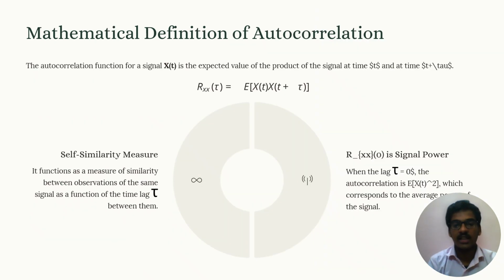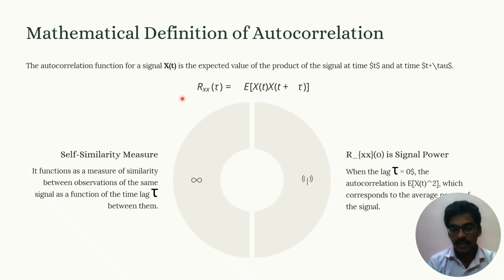Coming to the mathematical definition, a high autocorrelation at a particular tau means the signal strongly resembles itself at that time shift. This indicates predictability or repetition. A rapidly decreasing autocorrelation suggests the signal changes quickly and has low memory. Autocorrelation is also used to detect the presence of periodicity in signals such as speech signals and vibration signals.